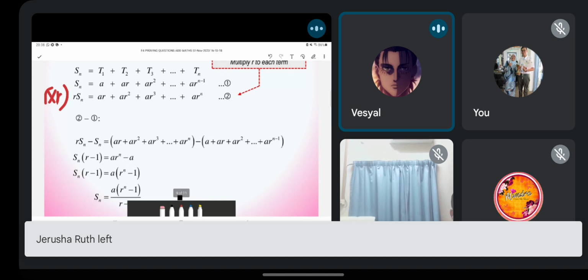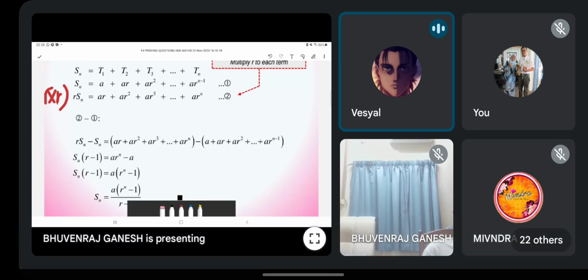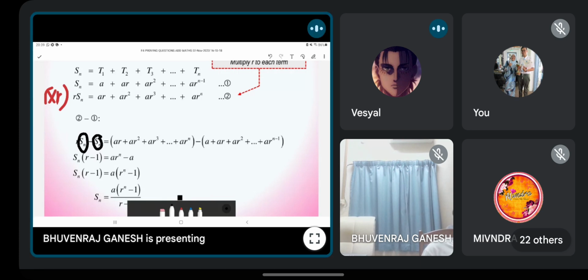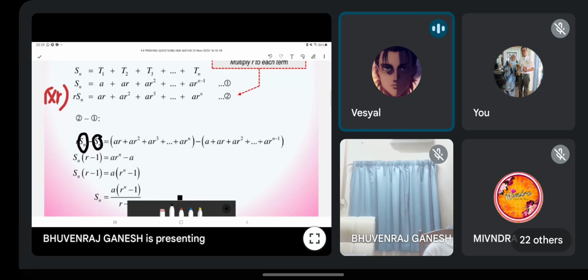Okay, so once you've multiplied both sides, now you have to actually subtract. So here rSn minus Sn, you can actually factorize to Sn in brackets r minus 1. And for your other side, ar plus ar squared plus ar cubed, you'll have to factorize also. So it's actually your equation 2 minus equation 1.